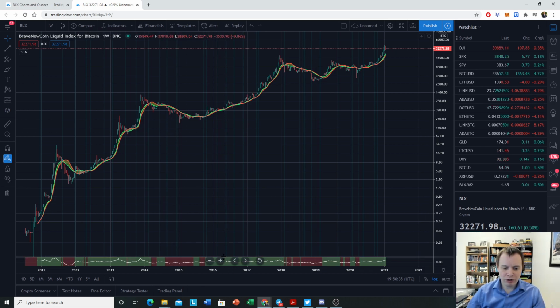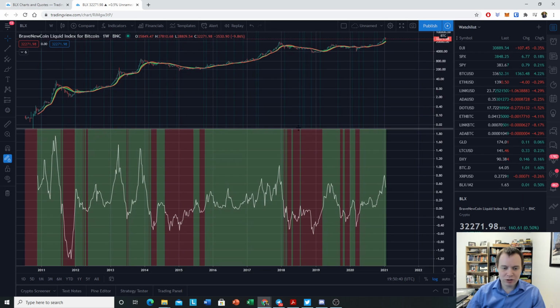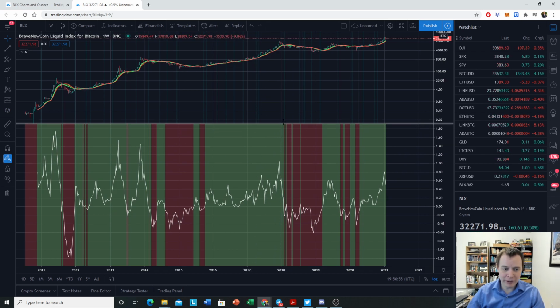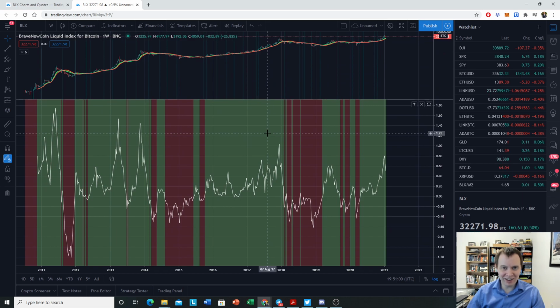So we're going to show this indicator again, which basically just color codes it green if we're above either the 20-week SMA or the 21-week EMA, and it color codes it red if we're below both of them. So just from a quick glance, it tries to help us identify the general bear markets and bull markets for Bitcoin.